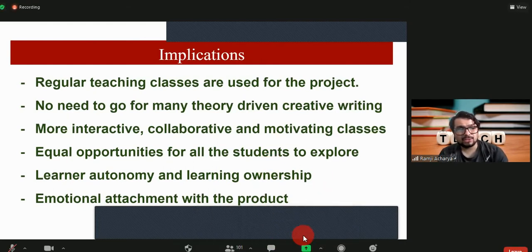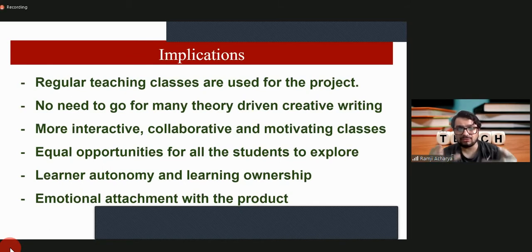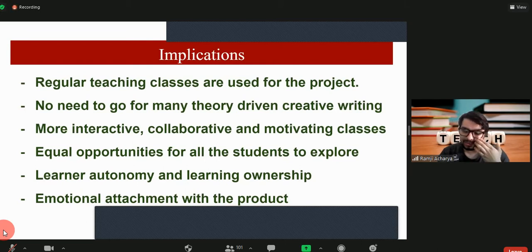And learner autonomy and learning ownership. Mostly, this is a very important point I found while doing this project. They wrote their story, and while they are sharing with others, they feel very happy to share their story because it was their own product and it is related to their emotional attachment. Culturally, it is attached. So it is a very, very wonderful project. While doing it, I felt very happy to run it.